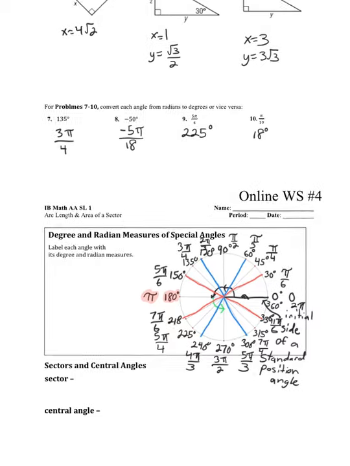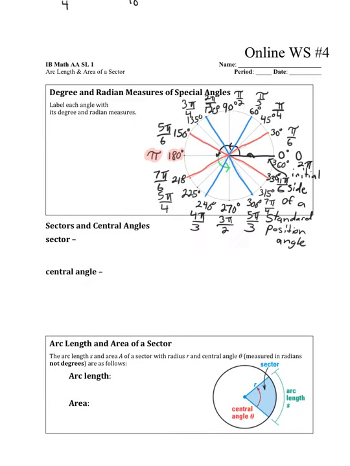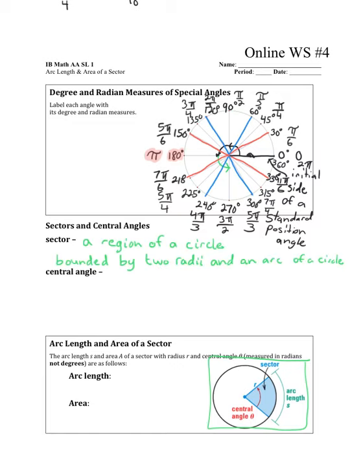All right, a little bit of new vocabulary here. We're going to look at this graphic down below, and we're going to be talking about sectors and central angles here first. The first definition is a sector, and that's defined as a region of a circle bounded by 2 radii and an arc of that circle.